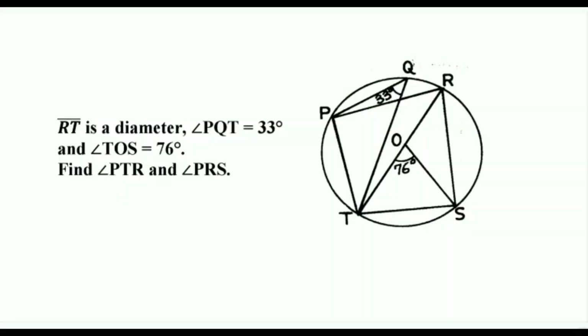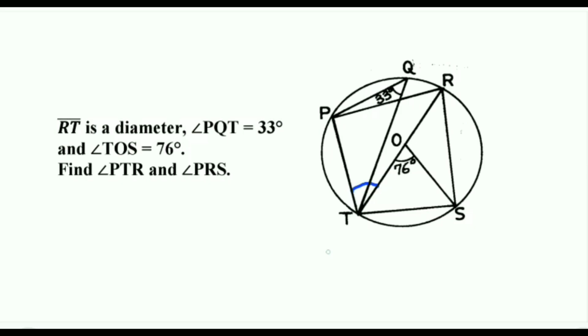Learn this now. In this question, you will learn about a few circle theorems needed for your exam. Find angle PTR and PRS. So we're going to take this one after the other. Angle PTR, so identify it. PTR is the angle we are asked to find. That's the angle we are looking for, PTR.